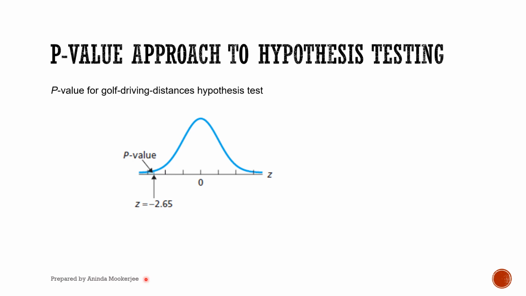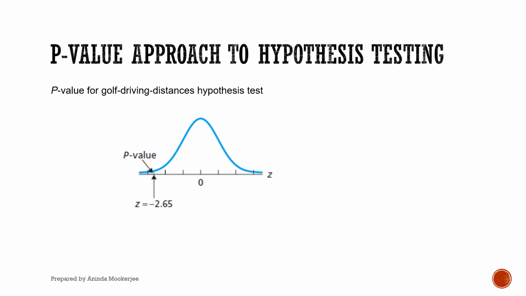Now here's a graphical representation of the p-value. We still have the normal curve with the null hypothesis mean at the center. Over here on the left-hand side we have a point which says z equals negative 2.65. Now keep in mind this is not a cutoff. You see there are no reject regions or do not reject regions or critical values. Z equals negative 2.65 is a test statistic value.